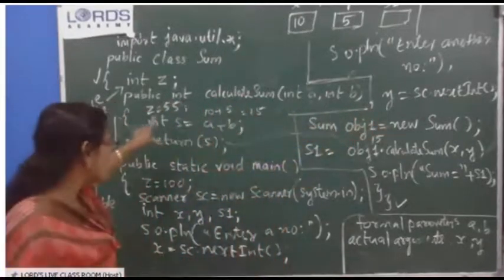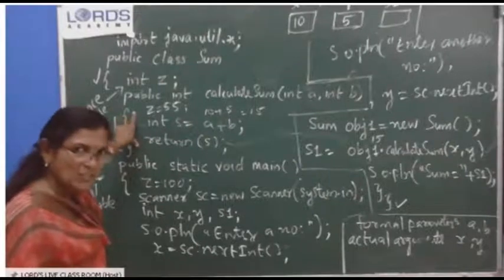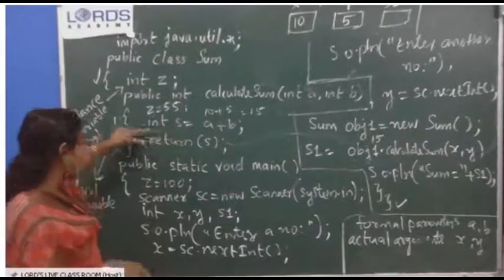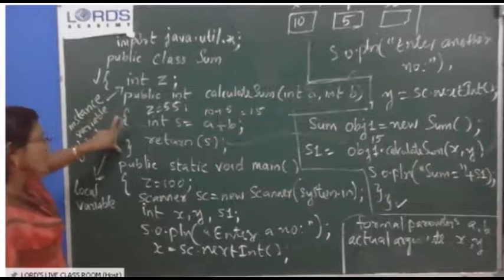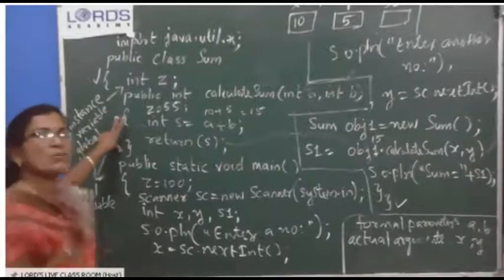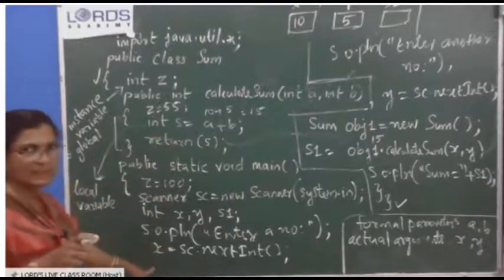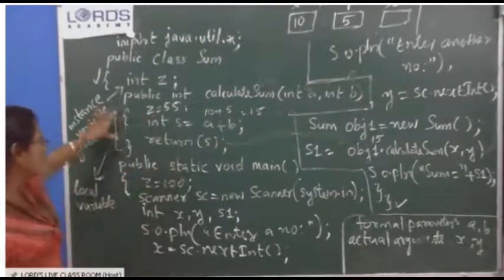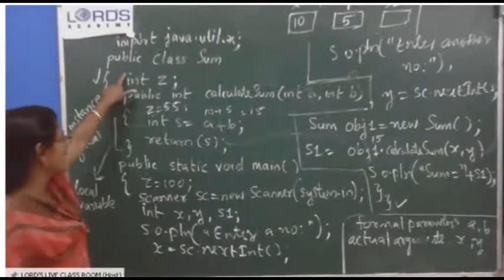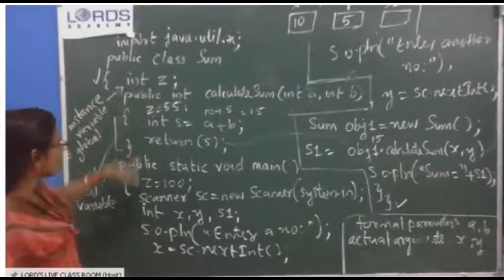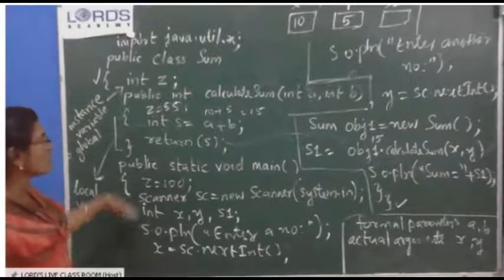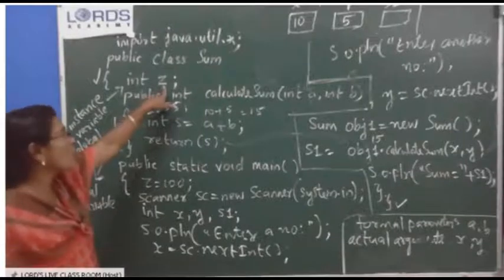Parameters of a function are available only within that function, and the variables declared within a block are available only in that block. S is not known to the main method. S is known only to this block. Whereas Z is known to this method and to the main method, because Z is declared globally.